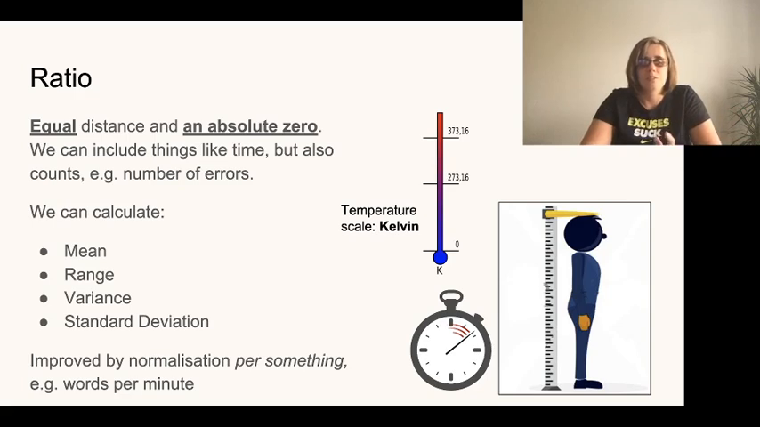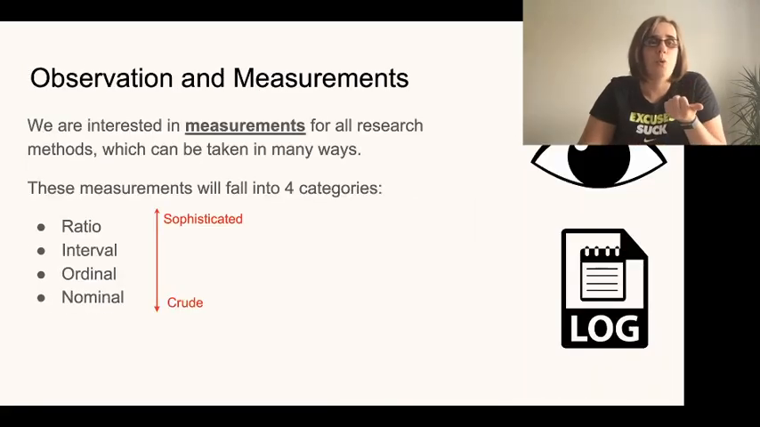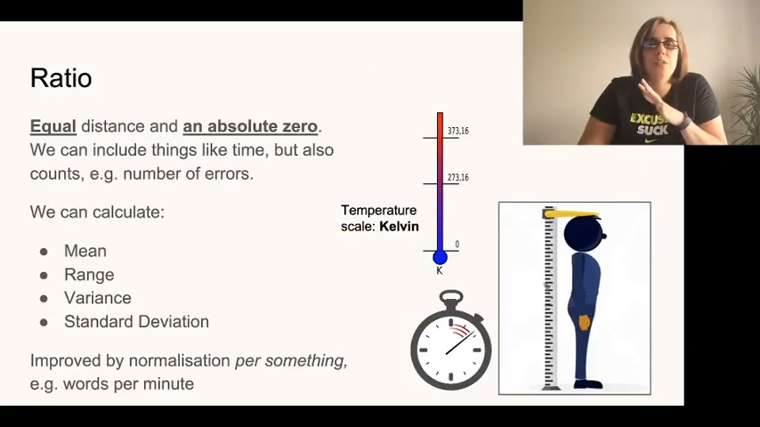So the important point to note here is that I have to normalize them per something. So if I'm talking about errors, it has to be errors per minute, errors per task, errors per person. Errors is no good, because then how do I compare it to someone else? Okay, so that is NOIR. Nominal is the most crude, ordinal, interval, ratio.